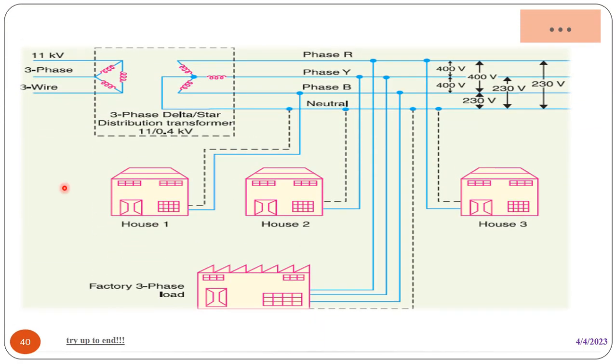The connection there is 11 kV 3 phase 3 wire system connected to a delta star connected transformer to step down to 0.4 kV, and after the stepping down there are four lines after the transformer. The lines are RST, in Ethiopia RYB, and neutral.